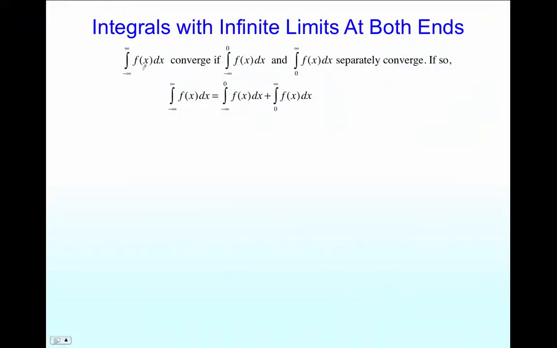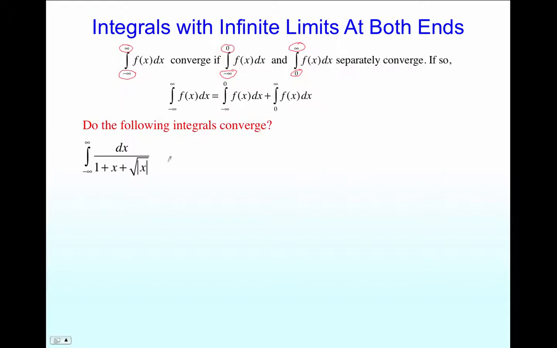Finally, we want to consider integrals which have infinite limits at both ends. So the integral of f from minus infinity to plus infinity can be broken up into an integral from minus infinity to 0, that's over here, and from 0 to infinity. If these separately converge, according to the procedure that we just discussed, then the integral we want is just the sum of these two integrals. Let's take some examples.